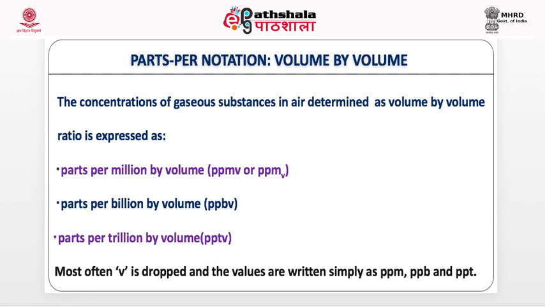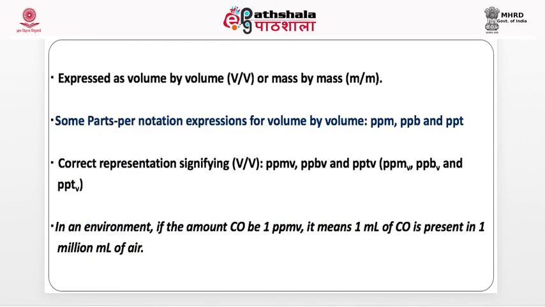These units are ppm, ppb or ppt, calculated volume per volume or ratio. Remember, when it is volume ratio, then ppmv is written, ppbv, pptv. Normally in the literature people don't write v and people assume that it is ppm, but the correct presentation is it must be written as ppmv. If it is ratio of mass, then it must be written as ppmm. In an environment if the amount of CO is 1 ppmv, it means that 1 milliliter CO is present in 1 million milliliter of air. B is for billion.